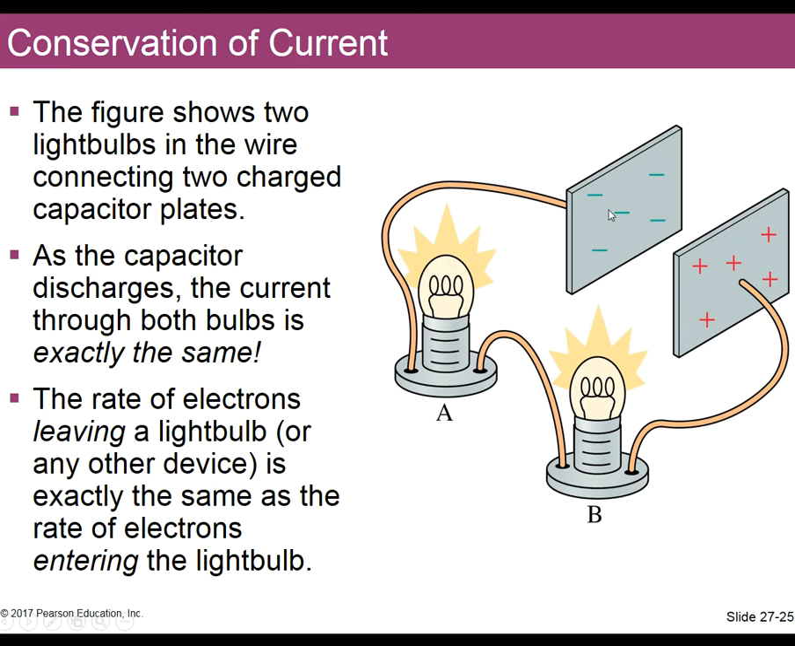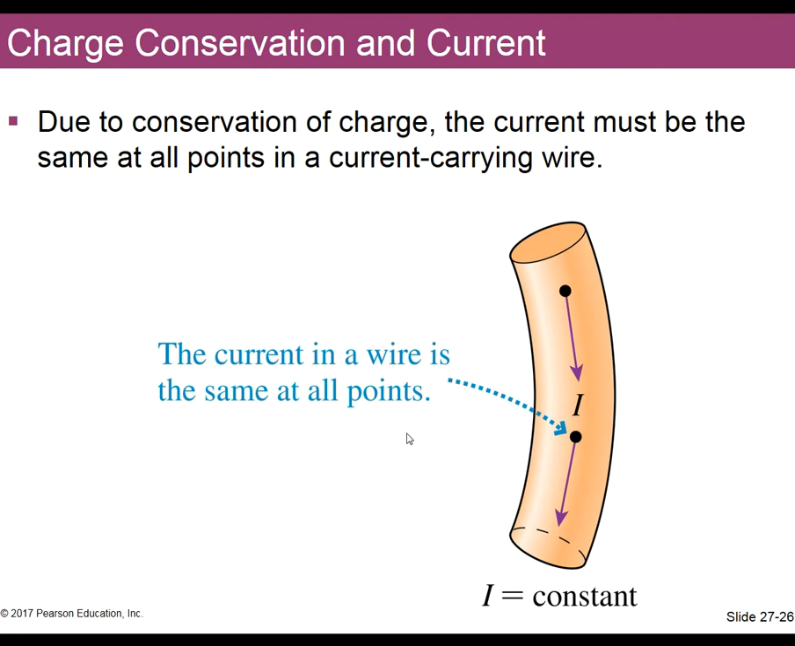Maybe another way to think of it is that between this negative plate and this next positive plate, you can think of it as a highway with no exits and no entrances. This idea of conservation of charge means those charges don't go anywhere. They have to go through this wire, so it's the same current at every point in the wire.